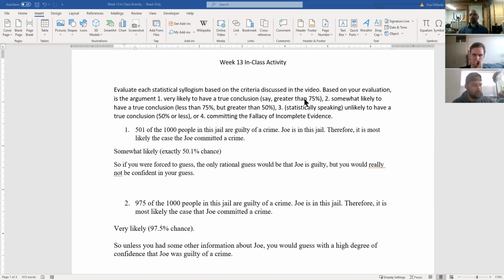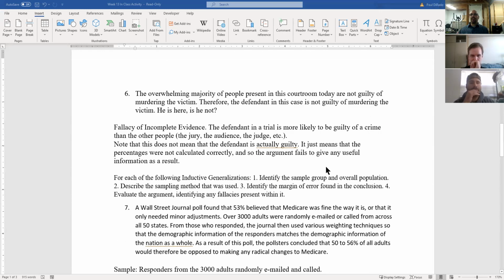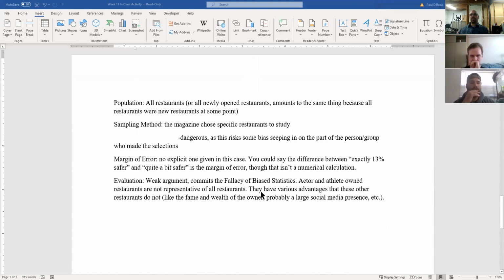It won't always be a number, but something like that. Somewhat likely to be true based on the premises, so something like less than 75, greater than 50. And we have statistically unlikely to be true, where there's actually just a less than 50% chance that the conclusion will be true. And then finally, we have one of these new fallacies that we're adding for this week, the fallacy of incomplete evidence. The two fallacies that we're going to talk about this week, students sometimes confuse them. The fallacy of incomplete evidence only occurs with statistical syllogisms. Meanwhile, the fallacy of biased statistics that we're going to talk about, that only occurs with inductive generalizations.